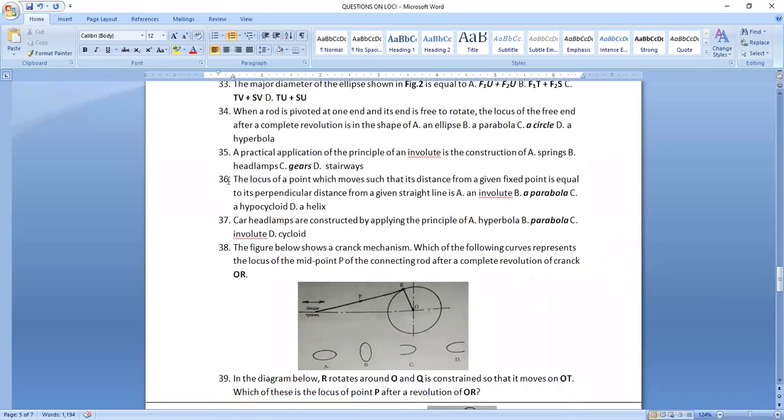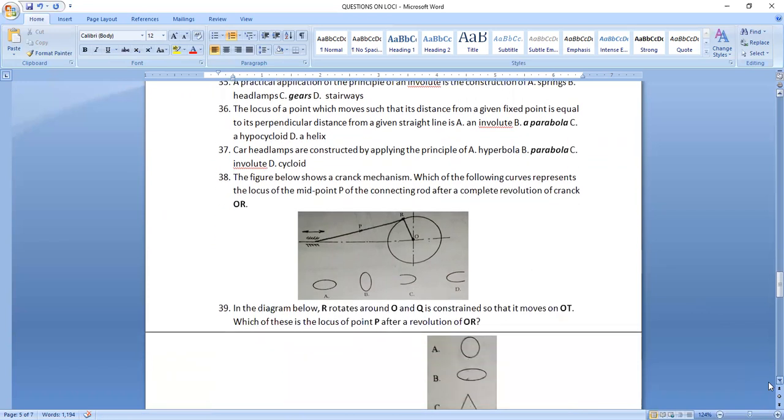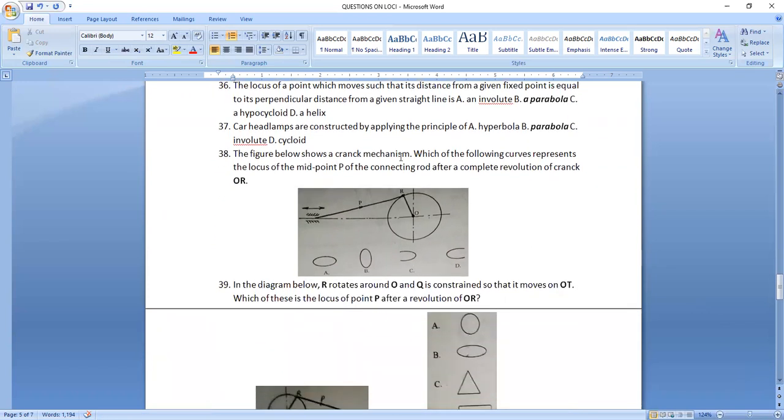And question 36, the locus of a point which moves such that its distance from a fixed point is equal to its perpendicular distance from a given straight line is a parabola. Then question 37, car headlamps are constructed by applying the principle of a parabola. And question 38, the figure below shows a crank mechanism. Which of the following curves represent the locus of the midpoint of the connecting rod after a complete revolution of crank OR? The answer is option A.